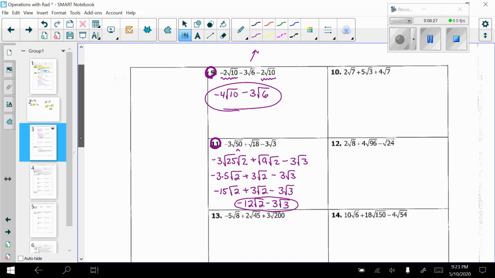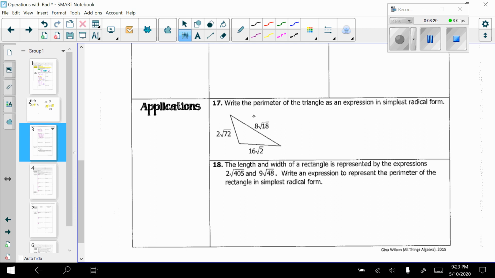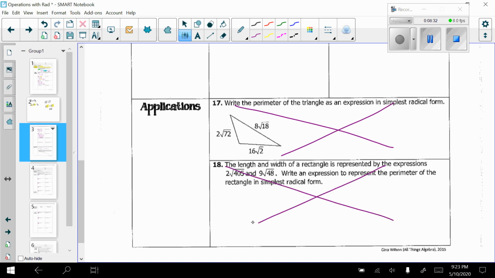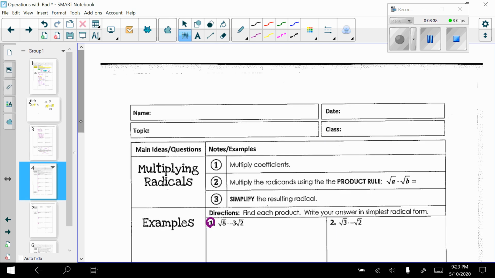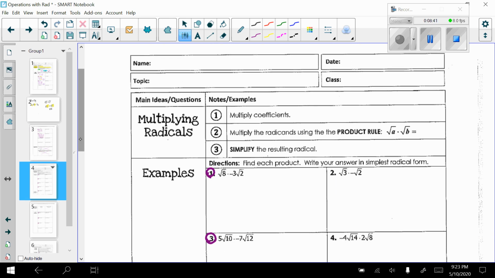Okay, so maybe take a break, work on these first 2 pages. Don't worry about the applications too much. I'm not too worried about that. And then we're going to move on to multiplying radicals. Multiplying is easier than adding or subtracting.